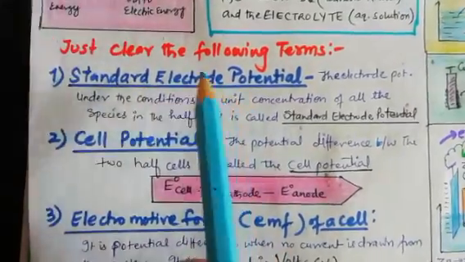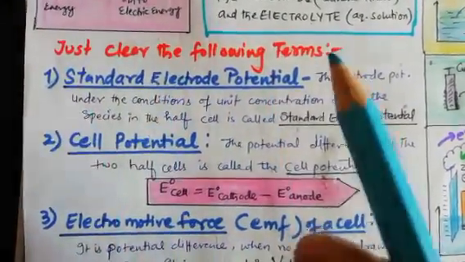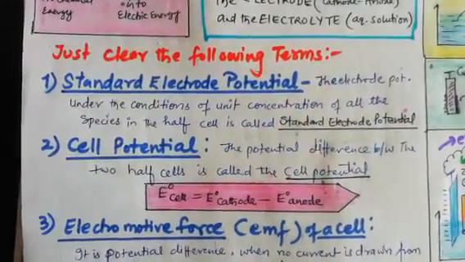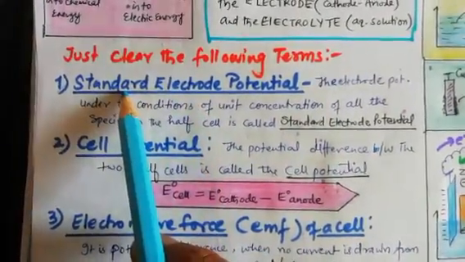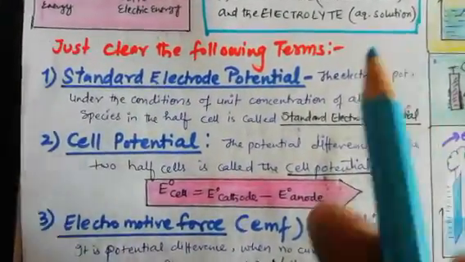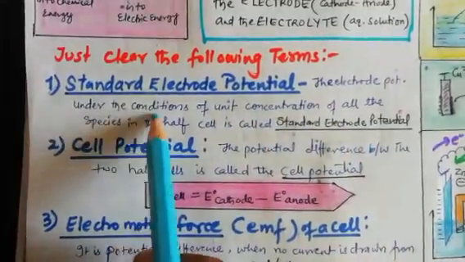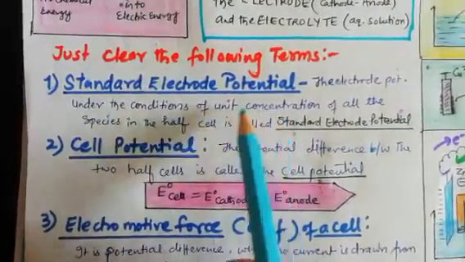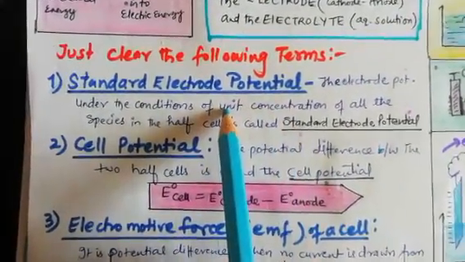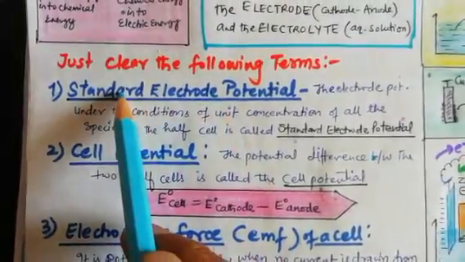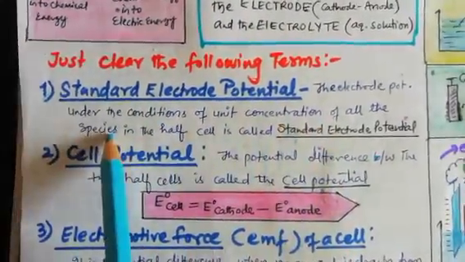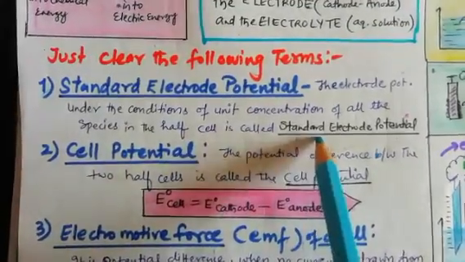Standard electrode potential is very important. It is used to measure the half cell. So what is standard electrode potential? The word standard means a fixed, specific value. Here, the electrode potential under the condition of unit concentration, a certain specific unit, of all the species in the half cell, is called standard electrode potential.